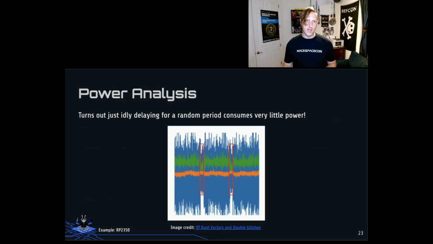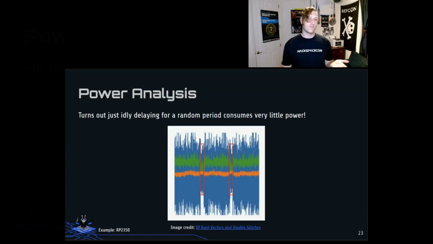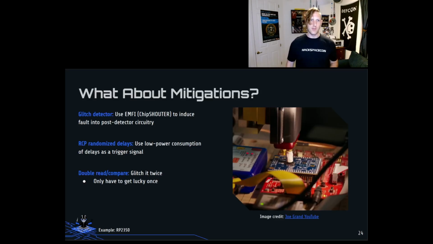Well, it turns out when you do random delays, idling delays do very little power consumption. So when we look at the power trace, this is one of the side channels we're talking about. We can look at the power usage of the chip and see these low power consumption times as an indicator that we are in one of those RCP delays. Using these drops in power as a trigger for your glitch, you can reliably do that. And reliability is a strong word. It still has a random delay, but you just aim for the middle of the window. And as an attacker, you only have to get lucky once, and the attackers did. They were able to extract the contents of OTP memory.